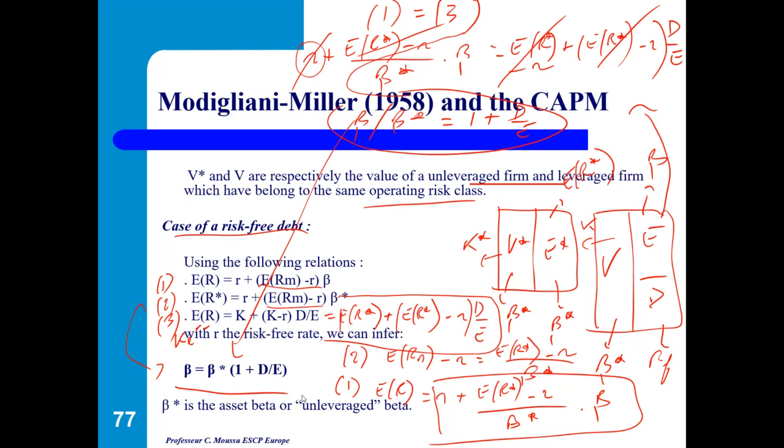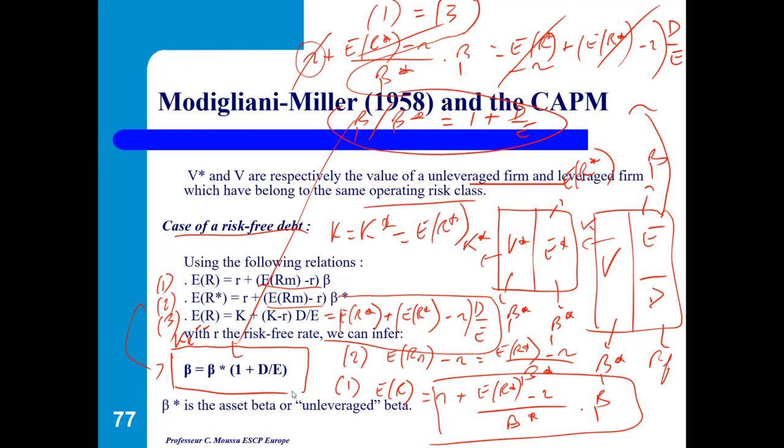I wrote the leverage. I use Modigliani-Miller, so K and K star are equal. So here is really K equal K star equal ER star. Okay, and then I equate 1 and 3. And from that, I can see that I have this proposition.